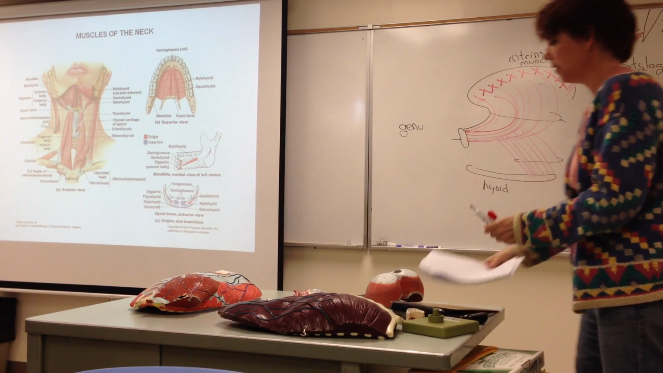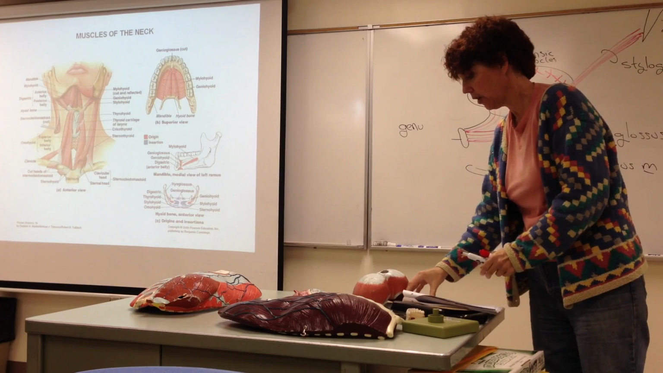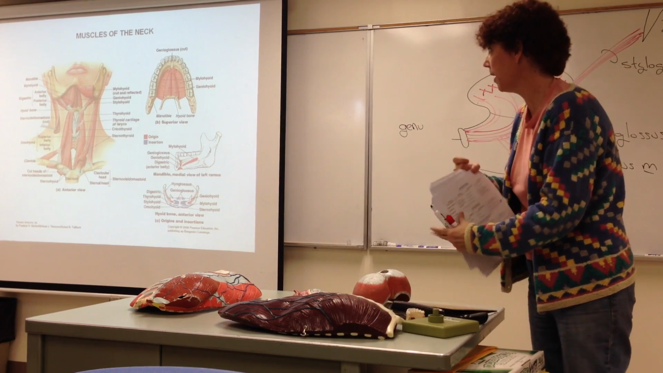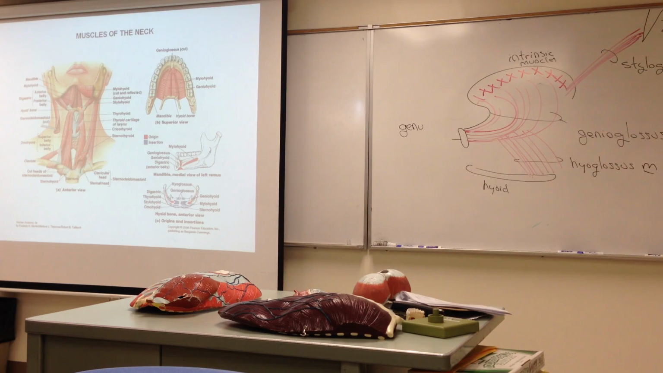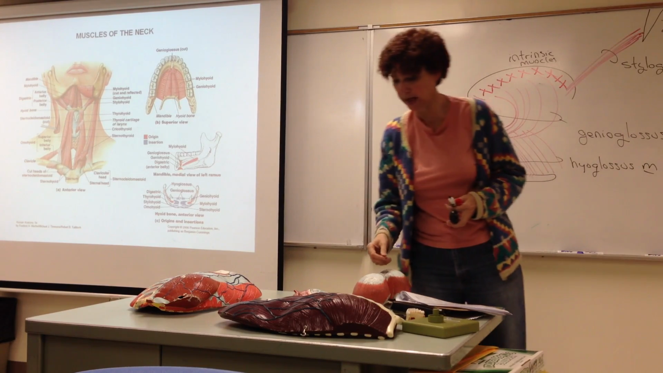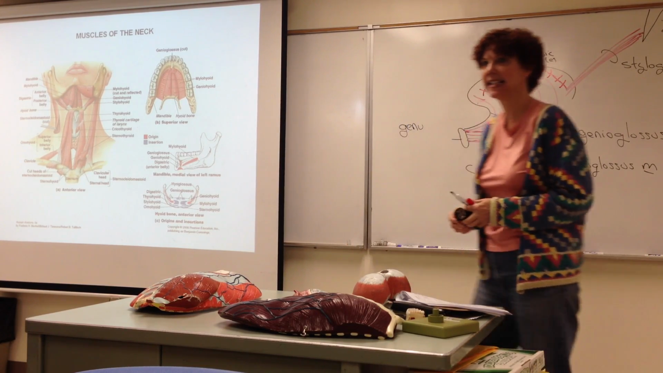So when we look at muscles in the neck, we have a dividing point, which is the hyoid bone. And muscles that are above the hyoid bone are identified as suprahyoid, and muscles that are below, big surprise, are identified as infrahyoid.